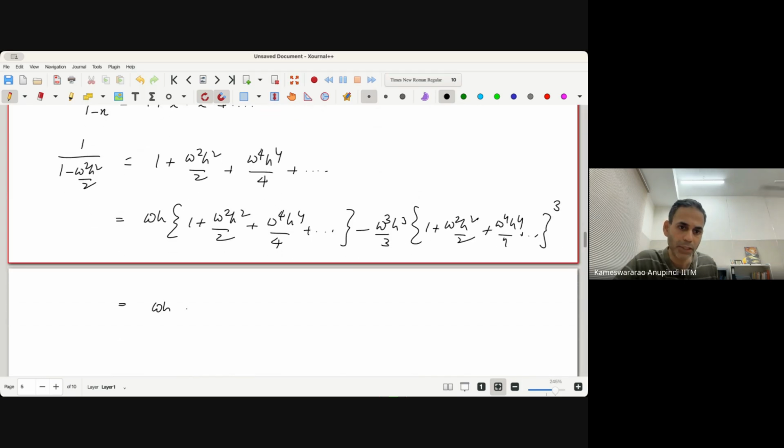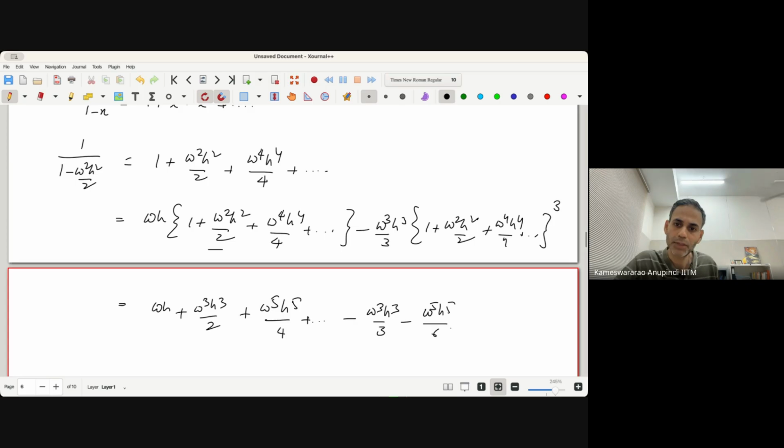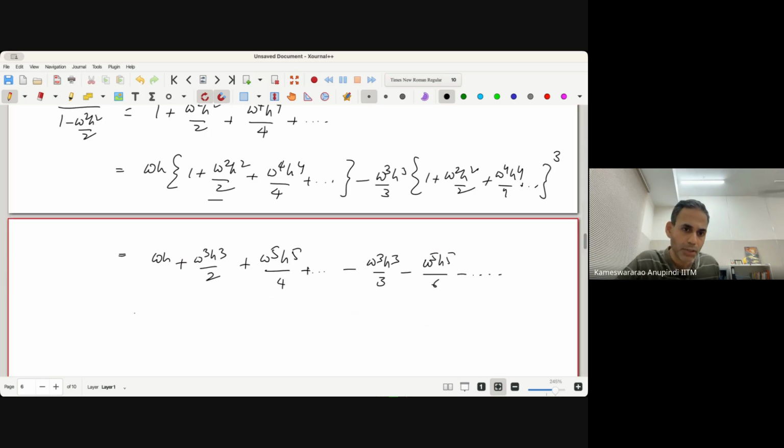So this is going to be omega h plus, if I multiply with this, you're going to get omega cube h cubed by 2 plus omega power 5 h power 5 by 5 and so on. And then here we get minus omega cube h cubed by 3 minus omega power 5 h power 5 by 6 minus something. So this is going to be omega h plus omega cube h cubed by 2 minus omega cube h cubed by 3. That is going to be omega cube h cubed by 6, and then you're going to get plus some order h power 5. So that is the phase for the RK2 method.